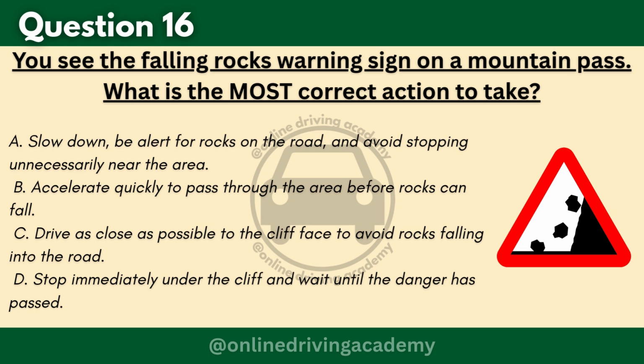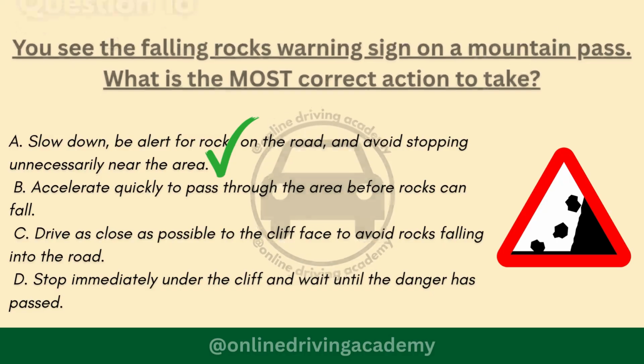With option A, it says slow down, be alert for rocks on the road. With option B, it tells us to accelerate quickly to pass through the area before rocks can fall. If you're going to be accelerating and a rock is going to fall in front of you, it's going to take you longer to stop and you are going to have an accident, right? Therefore, the first thing that you should do is to slow down. Therefore, option A will be our correct answer. You need to slow down, be alert for rocks on the road, and avoid stopping unnecessarily near the area.